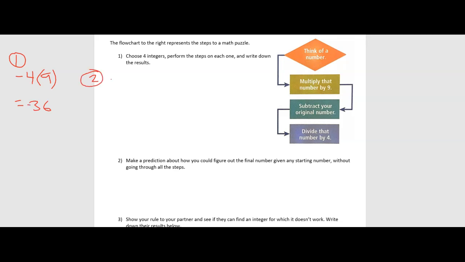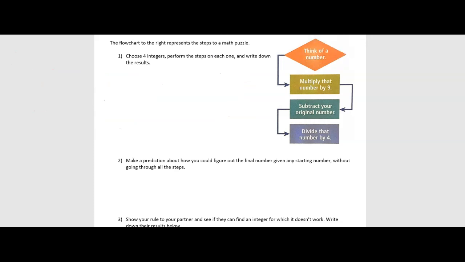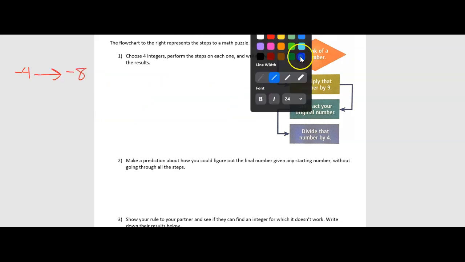Sorry, that should be -36. So I get -36 minus -4. So that's going to give me -36 plus 4, which gives me -32. On to step number 3. I divide that number by 4. So I've got -32 divided by 4, and that gives me -8. So my initial number was -4. My ending number was -8. I will keep that up here. So I start with -4. I end with -8.